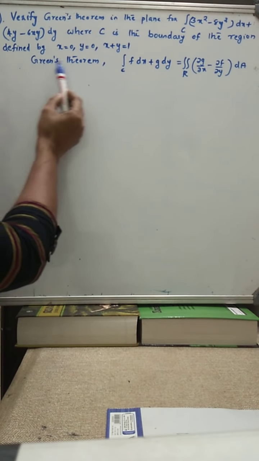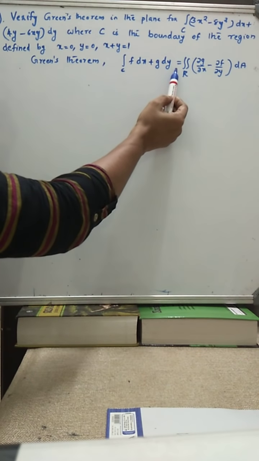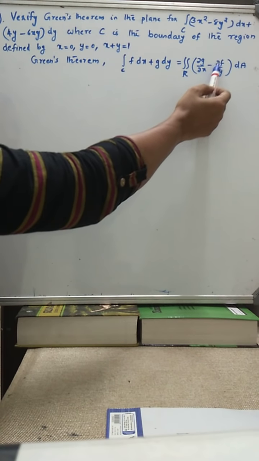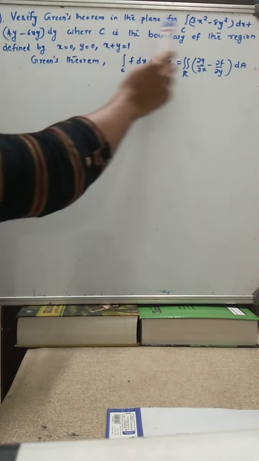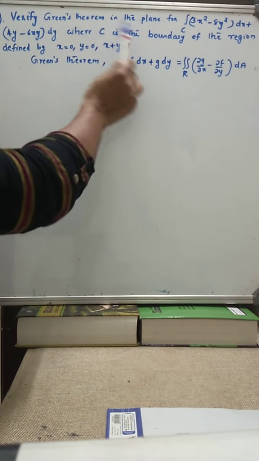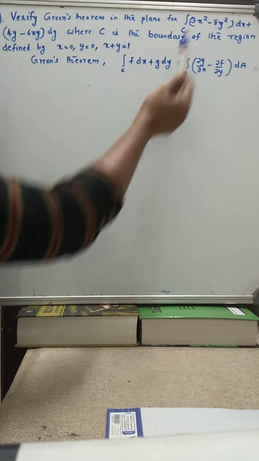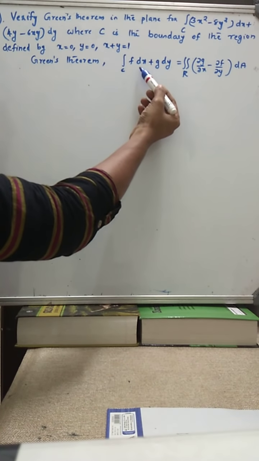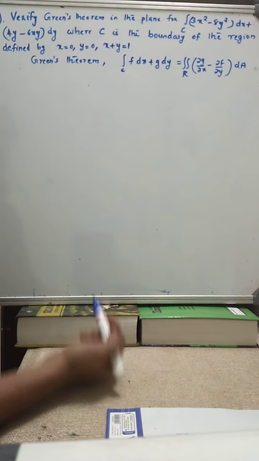So we know that Green's theorem states that the integral over C of f dx plus g dy is equal to the double integral over R of (∂g/∂x − ∂f/∂y) dA. So we have been given a line integral here and asked to verify Green's theorem. That means we need to evaluate both sides, the left side and also the right side.